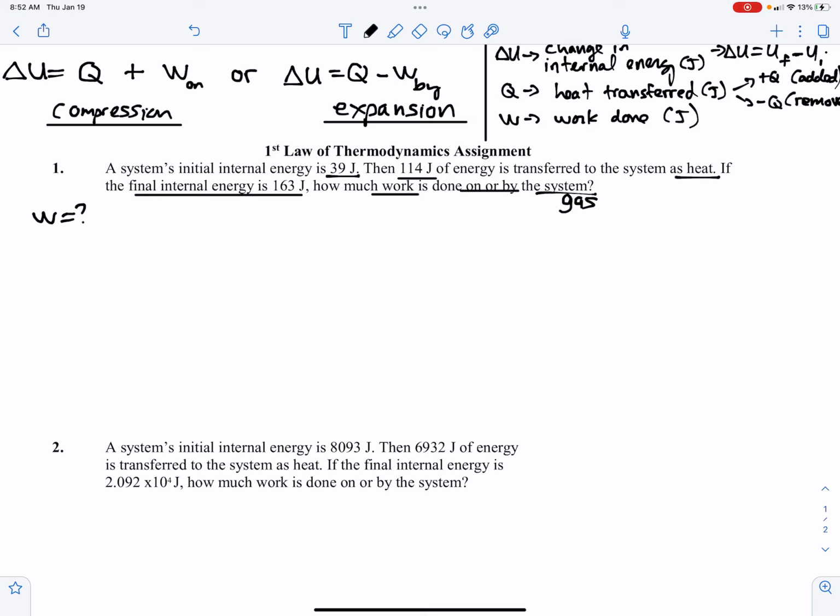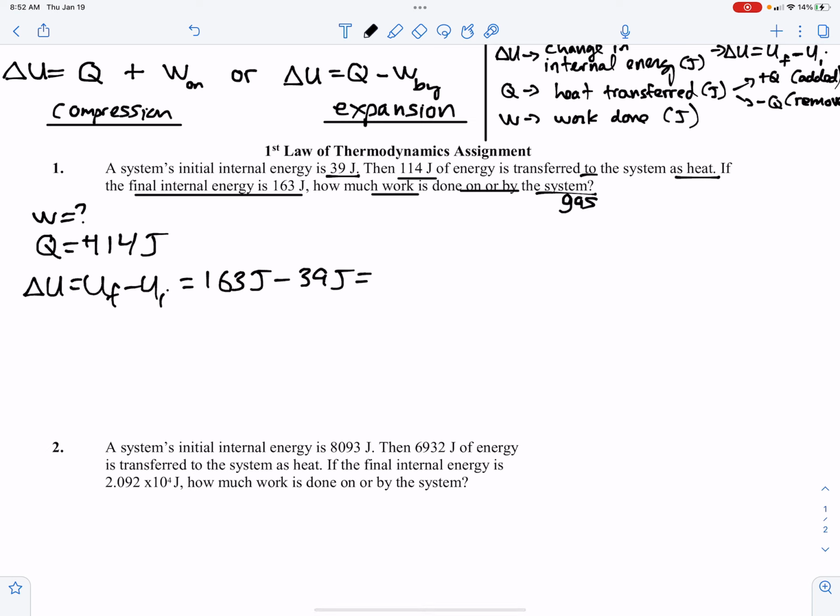So let's go ahead and try. So we're looking for the work done. The heat that is transferred and added, so it's transferred to the system, so it's positive Q, positive 114 joules. And then the internal energy change is going to be U final minus U initial, which would be the final of 163 joules minus the initial internal energy of 39 joules. Go ahead and subtract that, and we get 124 joules.